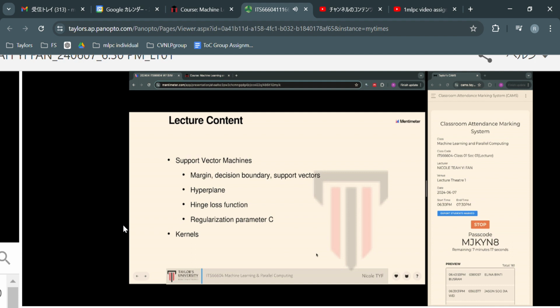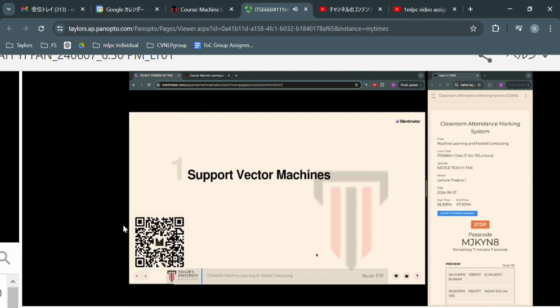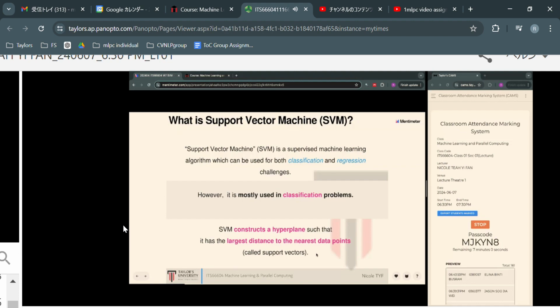Then, before we end the class, we will discuss kernels. Kernels are a trick that makes support vector machines a really powerful classification model. So let's start with support vector machines. What is a support vector machine, SVM? It is a supervised machine learning model which can be used for classification or regression, but it is mostly used for classification problems. To differentiate class A from class B, or more than two classes, it will construct a hyperplane. A hyperplane is a surface that has the largest distance to the nearest data points, called support vectors.